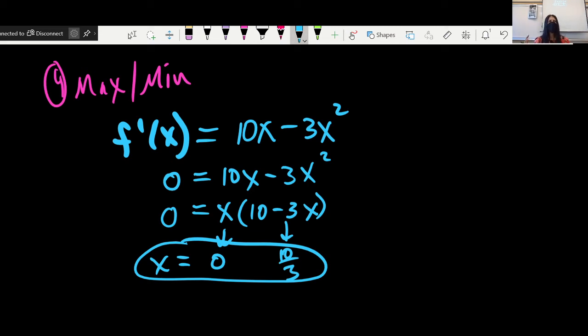But if I'm looking for the max and the min, that's great. I found the x value. I should plug it in and also get my y value that corresponds with this, right? So I am going to do f of, so I take my original, and first I'd plug in 10 over 3.